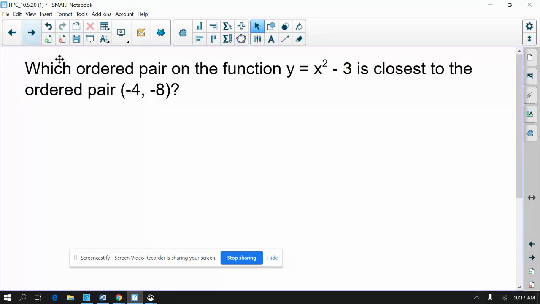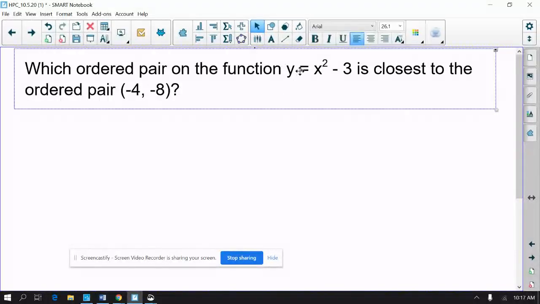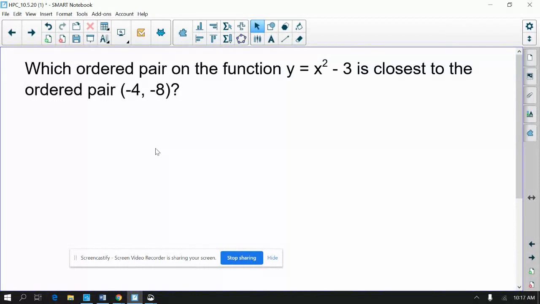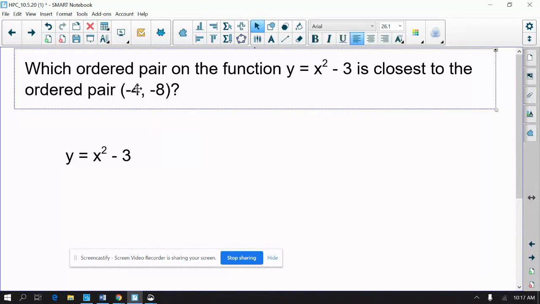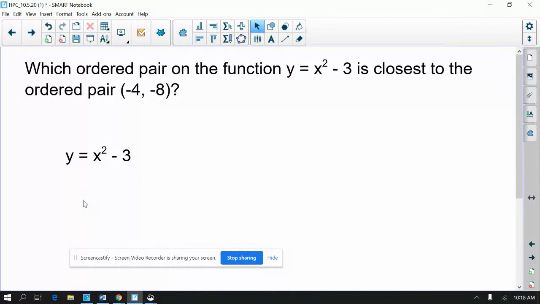Moving on to this one, what ordered pair on this parabola is closest to this ordered pair? Well, this parabola has literally an infinite amount of ordered pairs, and this seems like an unfair question. How can I possibly compare all those ordered pairs on y equals x squared minus 3 to just this single ordered pair? If we were in grade school, we would have to graph this perfectly, graph this ordered pair, and then break out our ruler and try to measure all the possible distances. It would be literally impossible.